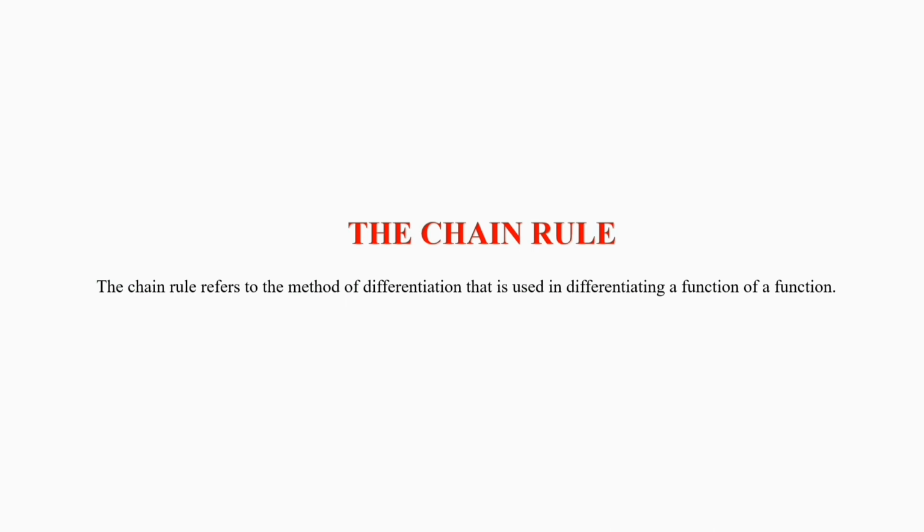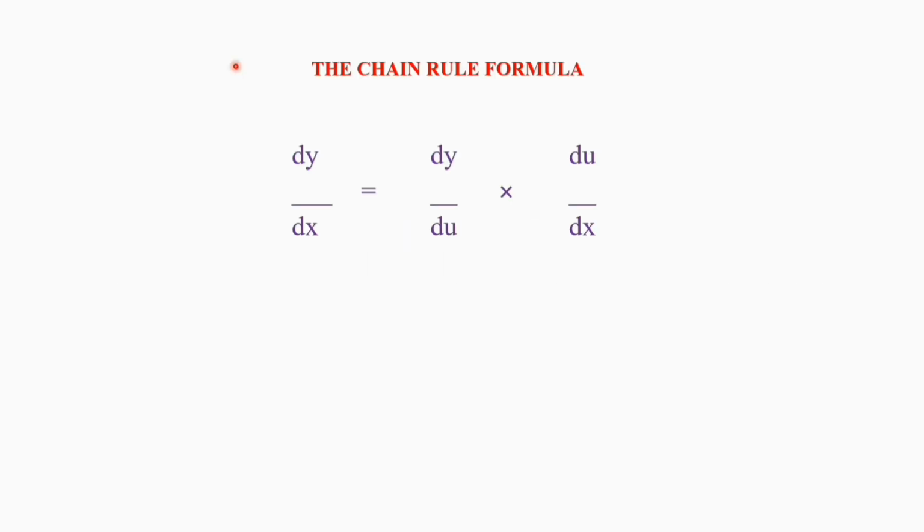The chain rule refers to the method of differentiation that is used in differentiating a function of a function. That is, when we have a composite function and we are told to differentiate that function, we employ the chain rule of differential calculus. A function of a function refers to a function that has a function in itself. The chain rule formula is given by dy/dx equals dy/du multiplied by du/dx.